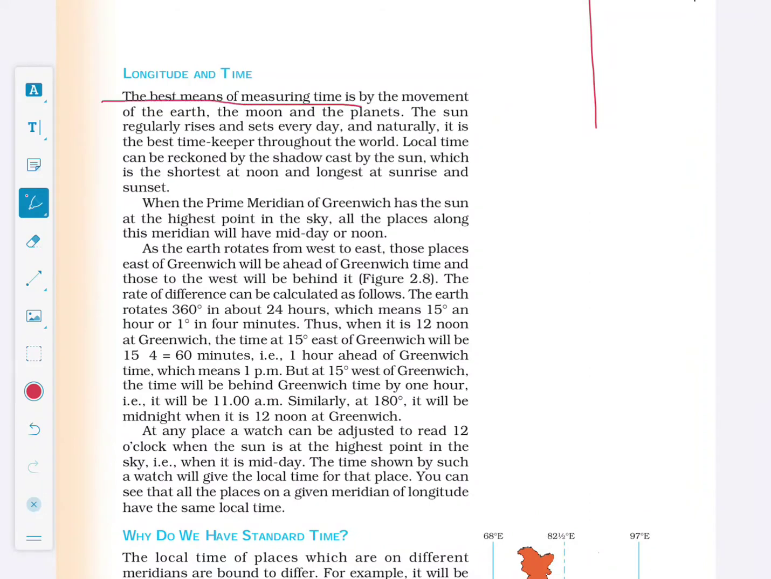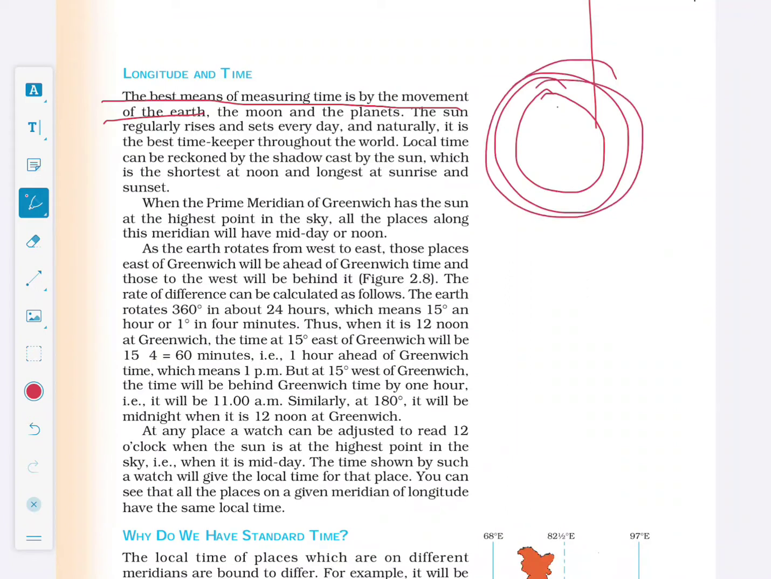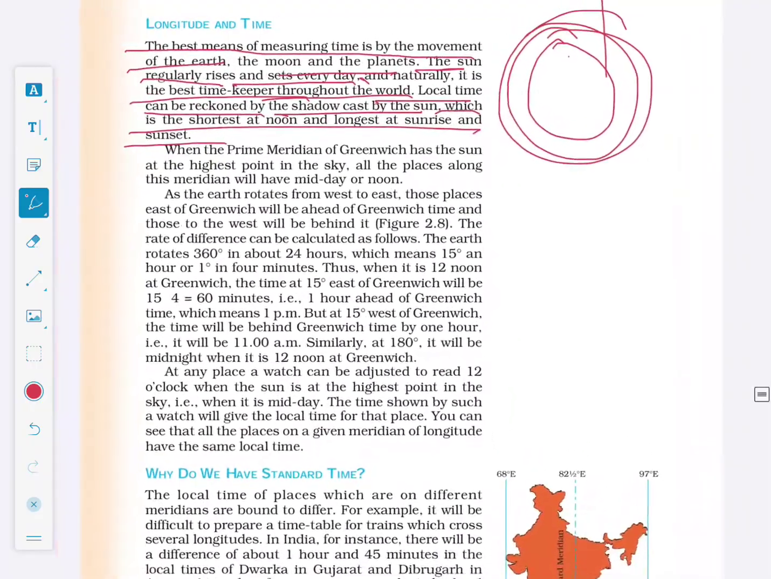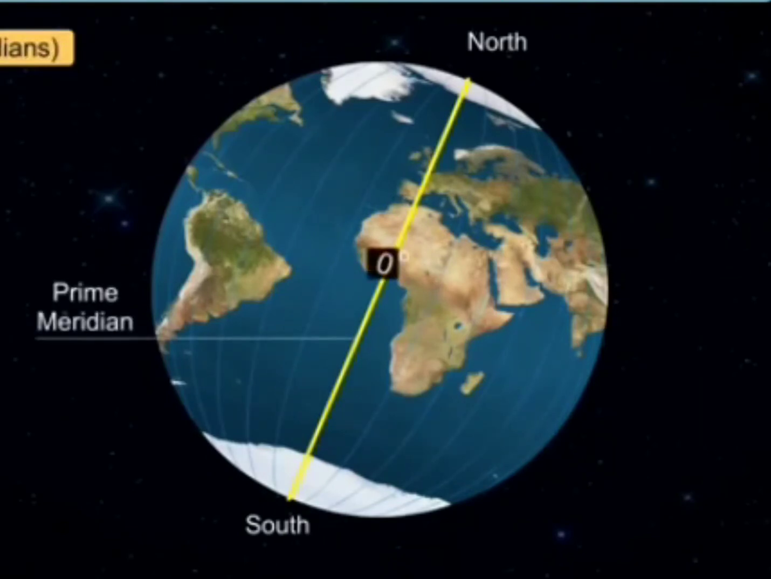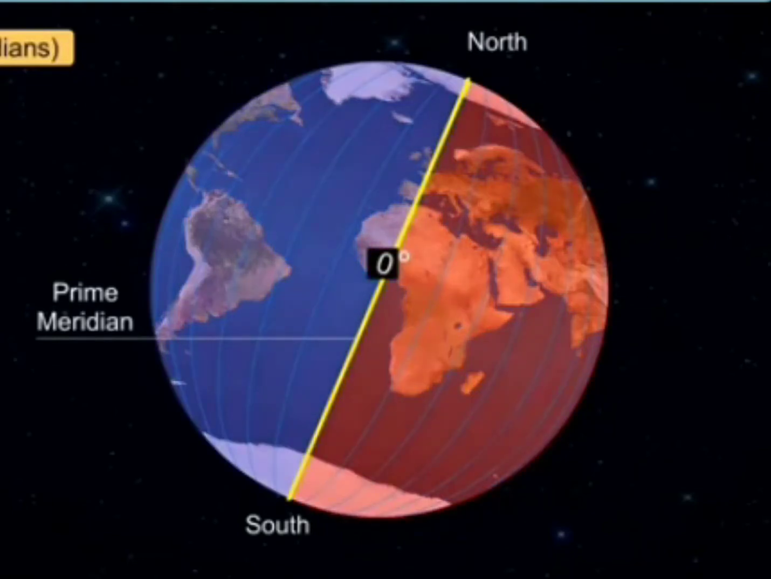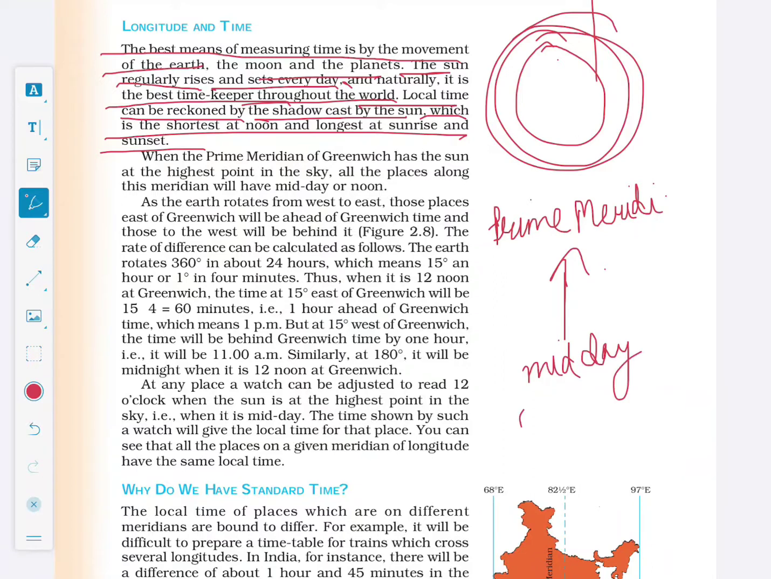The best means of measuring time is by the movement of Earth, the moon and the planets. The sun regularly rises and sets every day, and naturally it is the best timekeeper throughout the world. Local time can be reckoned by the shadow cast by the sun, which is the shortest at noon and longest at sunrise and sunset. When the prime meridian of Greenwich has the sun at the highest point in the sky, all the places on this meridian will have midday or noon.